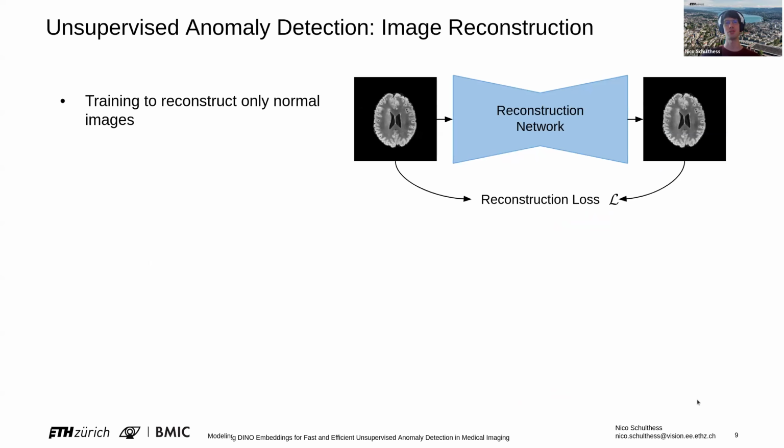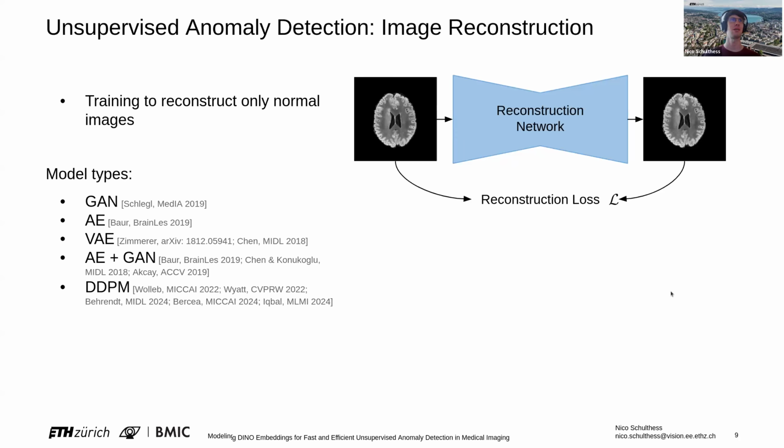Another line of work are image reconstruction methods, where a reconstruction network is trained to reconstruct only normal images. And ideally, this model then can only reconstruct normal structures and will fail to reconstruct anomalous parts. So an anomaly should be highlighted in the deviation in the reconstructions. These reconstruction networks can range from different generative models, such as generative adversarial networks, autoencoders, variational autoencoders, combinations thereof, or also DDPMs.